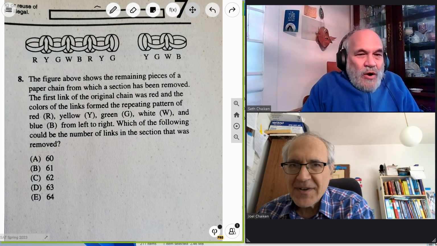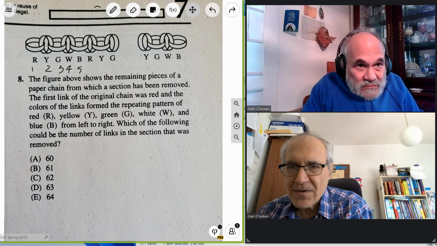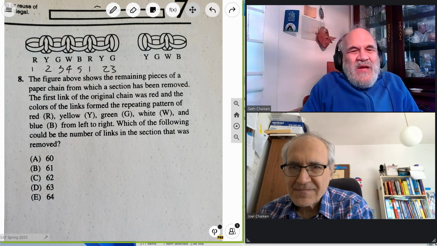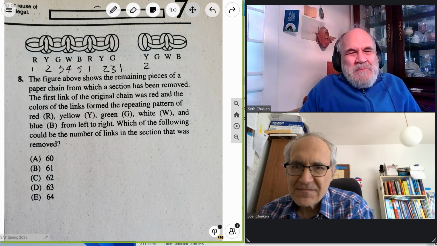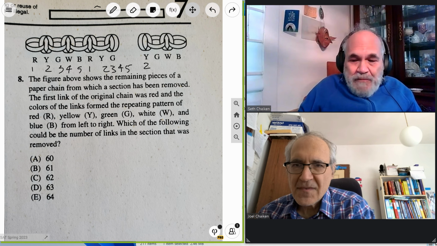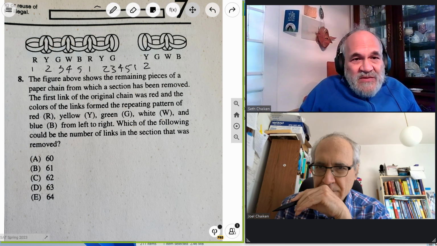How many cycles are there? Okay. 1, 2, 3, 4, 5. So it goes every 5, right? The pattern is RYG. They actually tell you the pattern right here. The pattern is given to you in the problem.